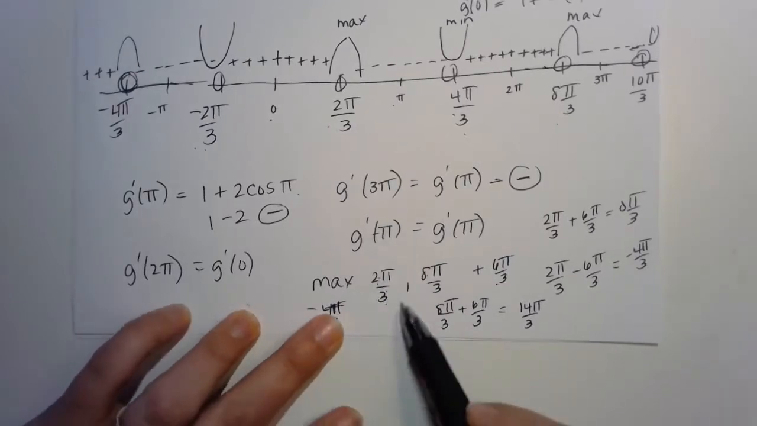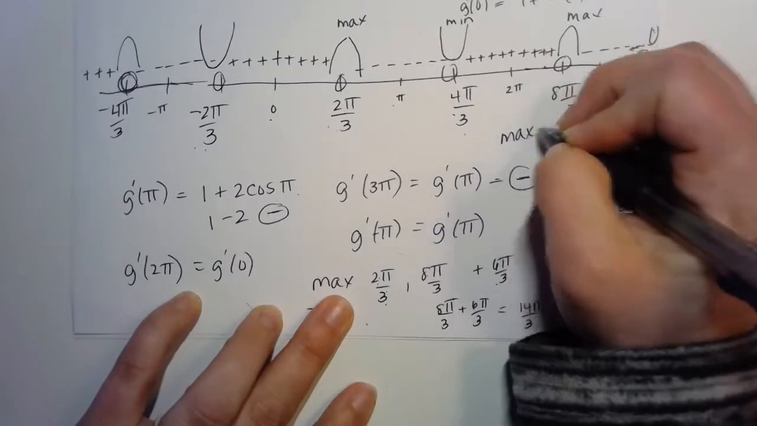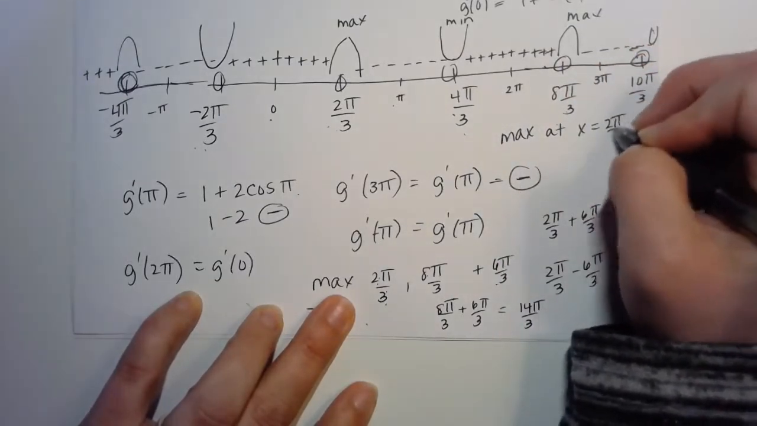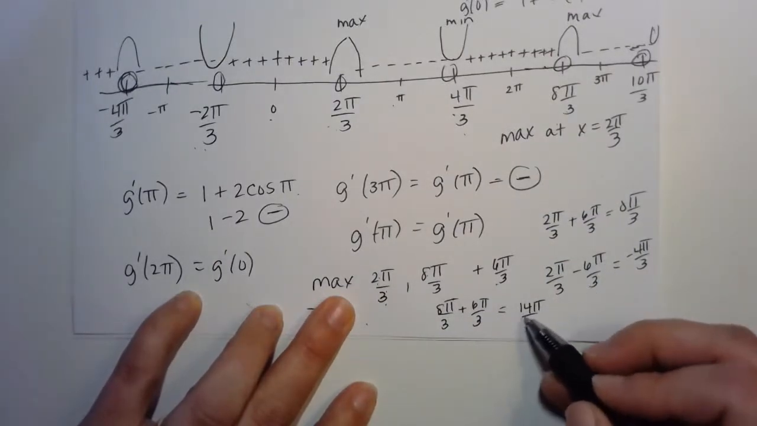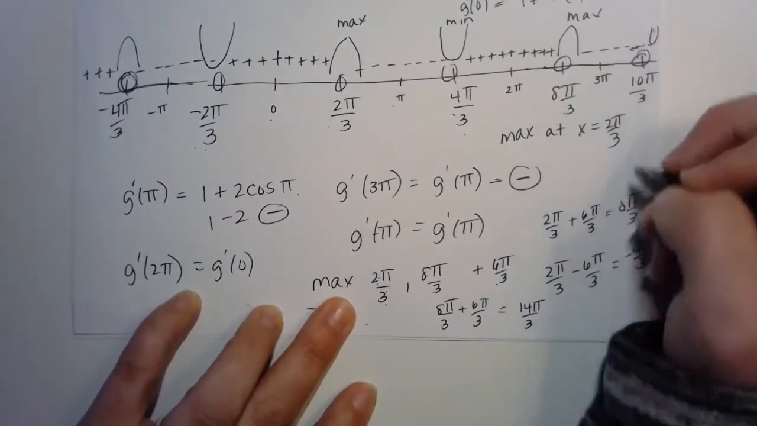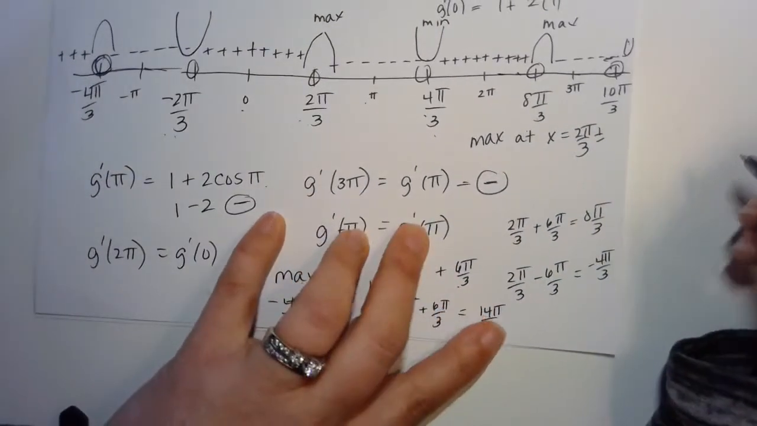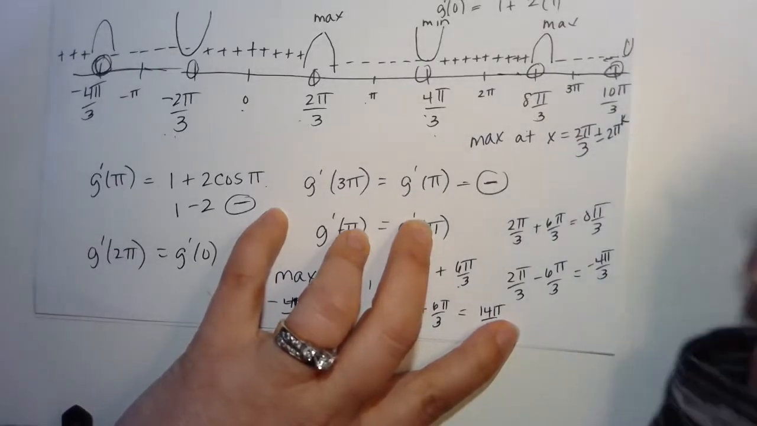So basically, I'm just going to pick this first positive one and say I'm going to have a max at x equals 2 pi over 3. And then I found that every time I added 6 pi over 3, I got another one. So that would be, or subtracted it, so plus or minus, really 6 pi over 3 is 2 pi, so that would be at 2 pi k.